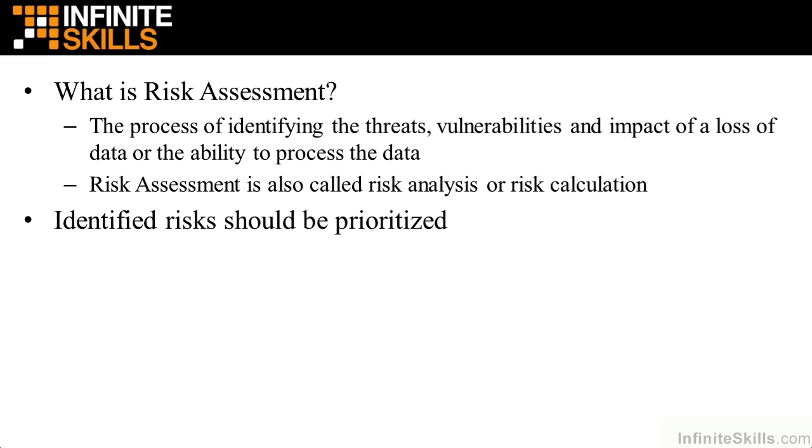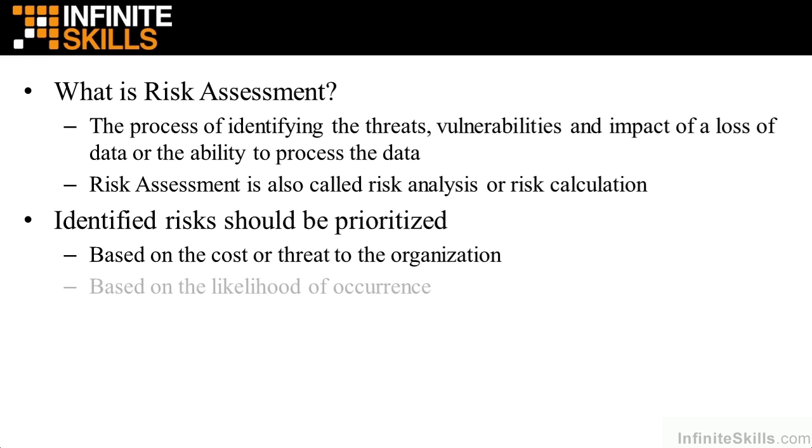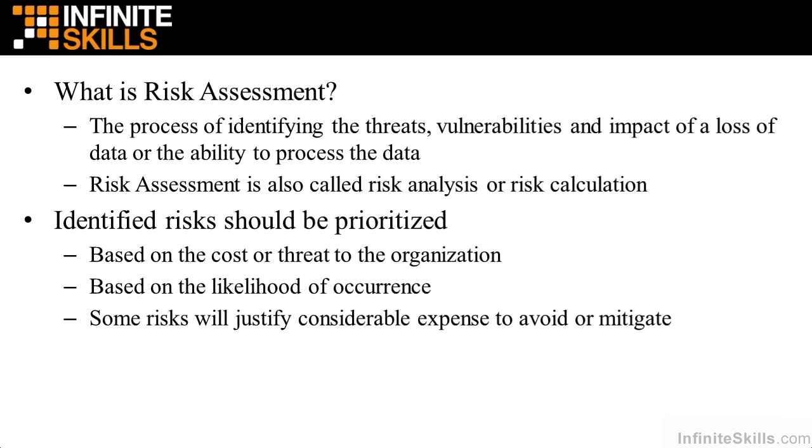Now, here's the bottom line. Our identified risks need to be prioritized. We're going to have to go through and identify all of our risks and then prioritize them based on the cost or the threat to our organization, to our business, to our livelihood. And we're going to prioritize them based on a couple of things. Number one, the cost and the threat, and number two, the likelihood of occurrence. Now, some risks are going to justify considerable expense to avoid or to mitigate those risks. We may spend $15,000, $20,000 to have another server kind of in a warm standby in case we lose that all-important database server. We'll have to justify those based on the kind of problem it's going to cause us.